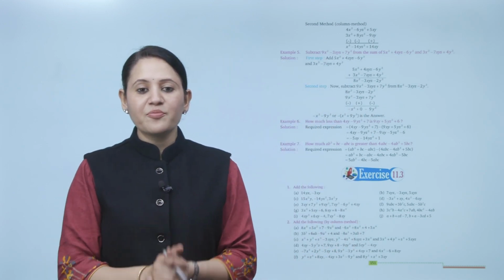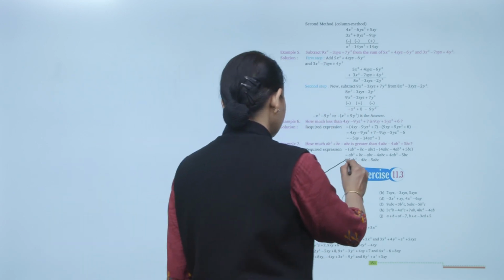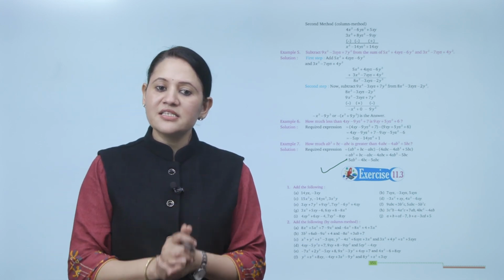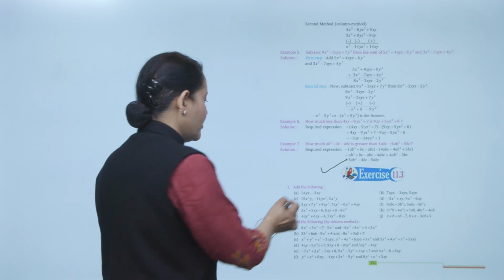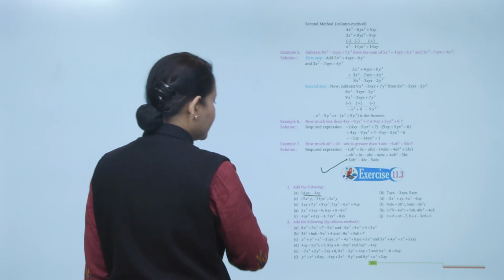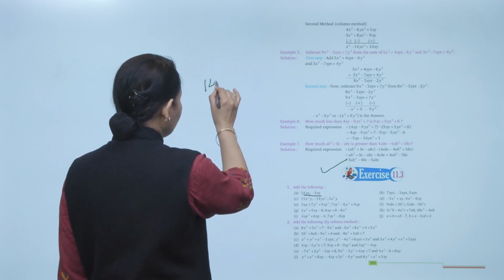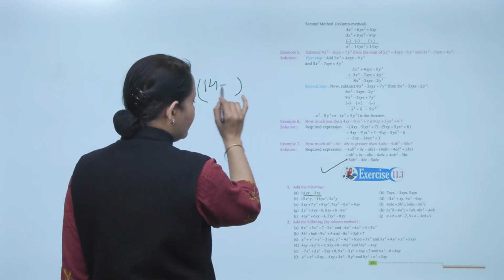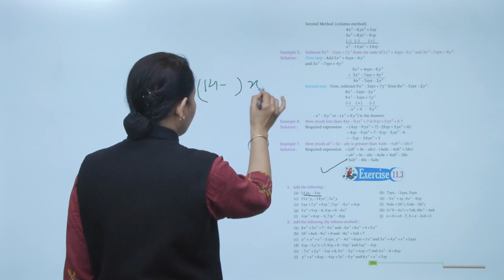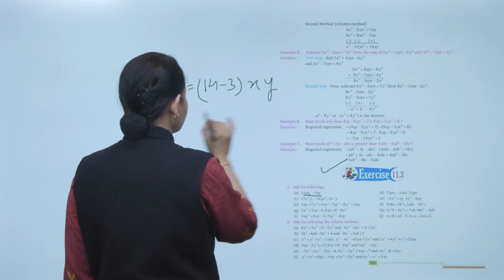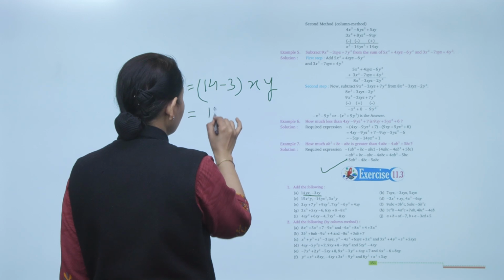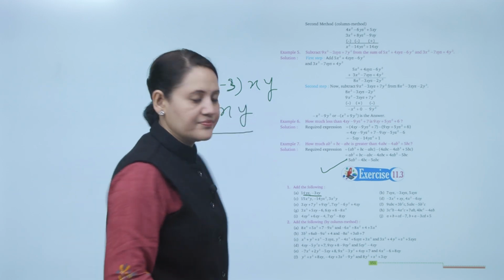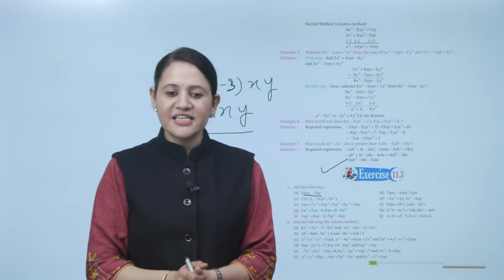Next is exercise 11.3. Add the following: 14yx and minus 3xy. Both are the same, so what we'll do? We'll separate the numerical part. 14 minus 3 and xy. That is equal to 11xy. Clear? So practice all the questions of this exercise.